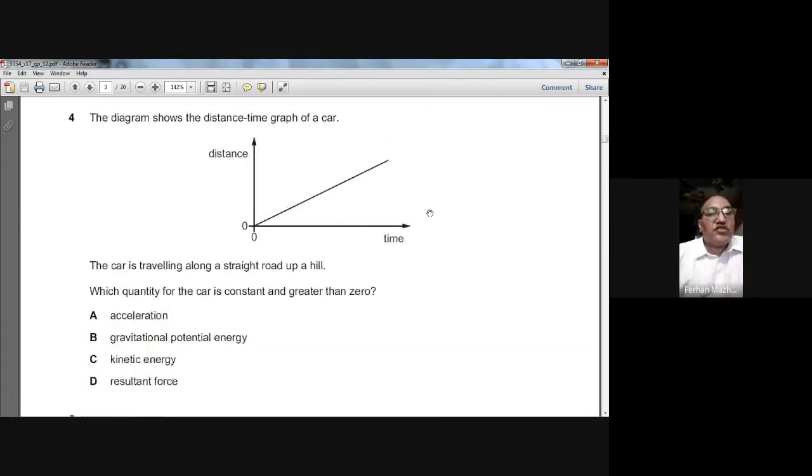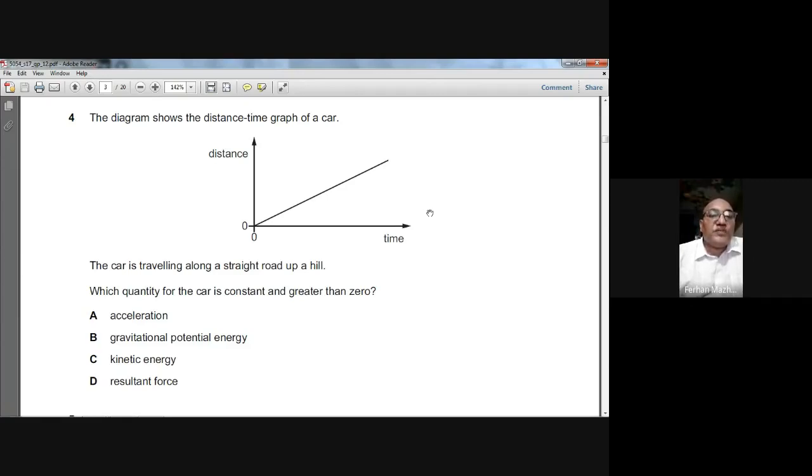Question number 4. The diagram shows the distance time graph of a car. The car is traveling along a straight road up a hill. Which quantity for the car is constant and greater than 0? You know, it's a distance time graph, and it is represented with a straight line, and its gradient is constant. The gradient of the distance time graph is equal to the speed of the object. So if the gradient is constant, it means that the speed of the object is constant.